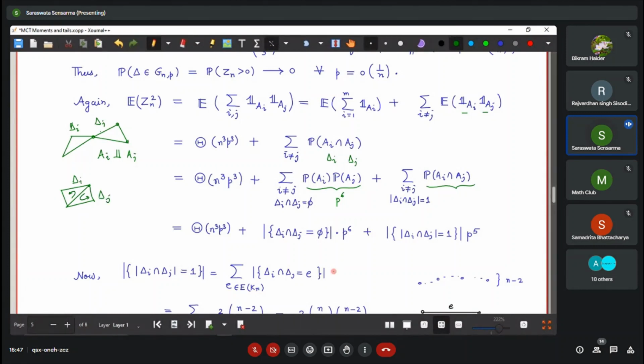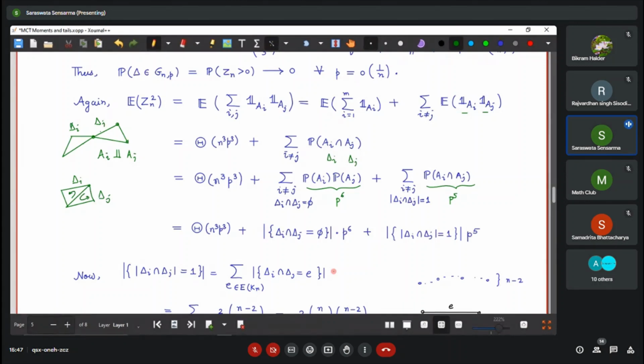Now in this situation, 6 edges need to exist for this to hold. So this is p to the 6. In this situation, 5 edges suffice, so you need p to the 5th. All these 5 edges need to be there. But now all we want to do is count how many terms are in these summations.